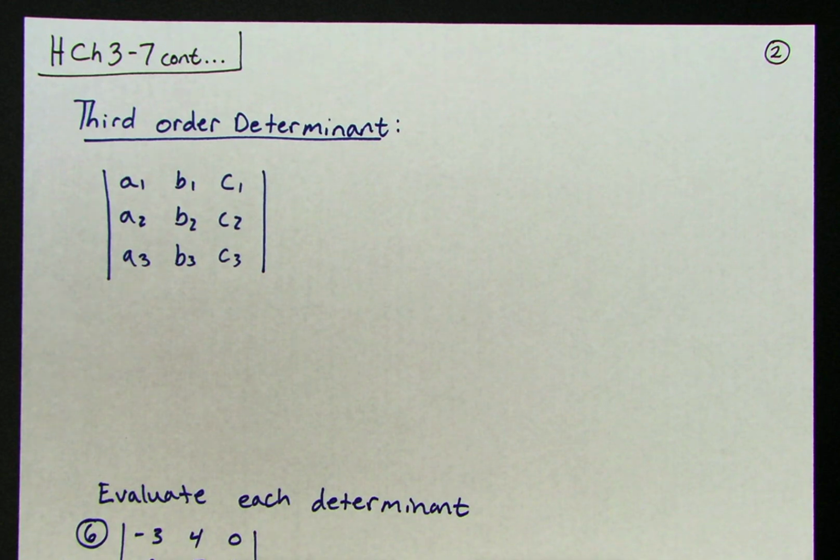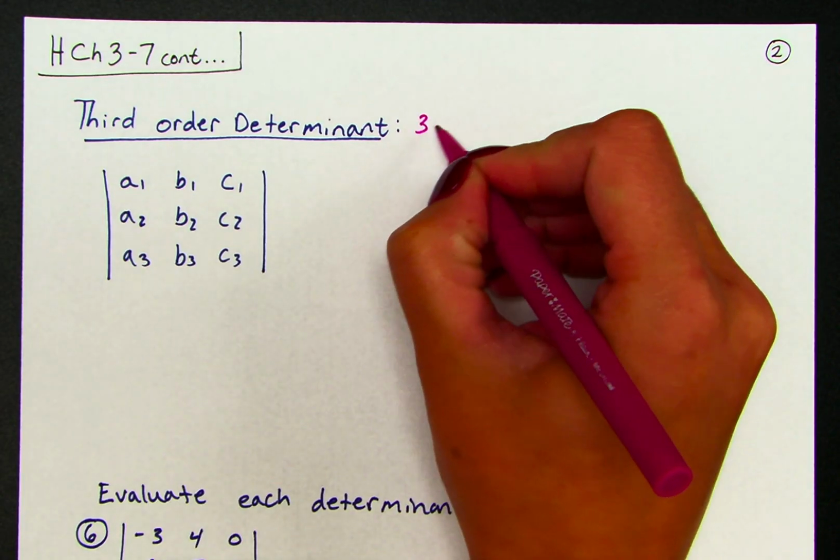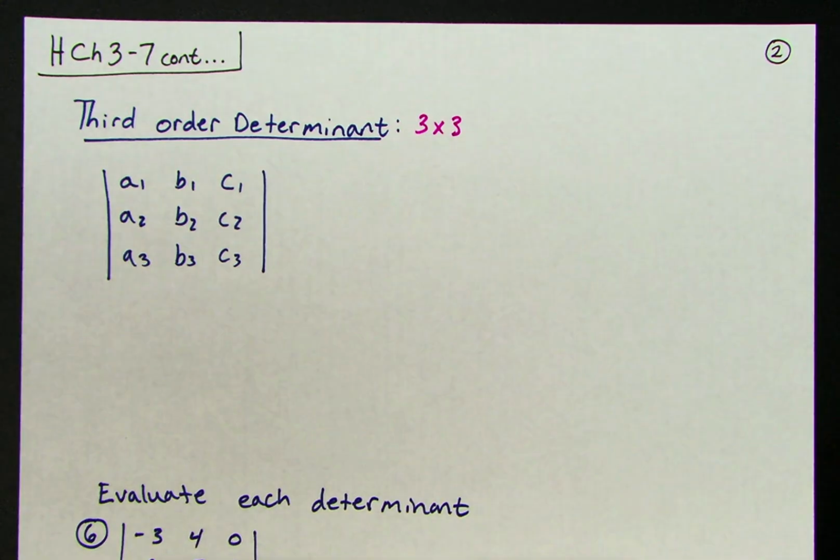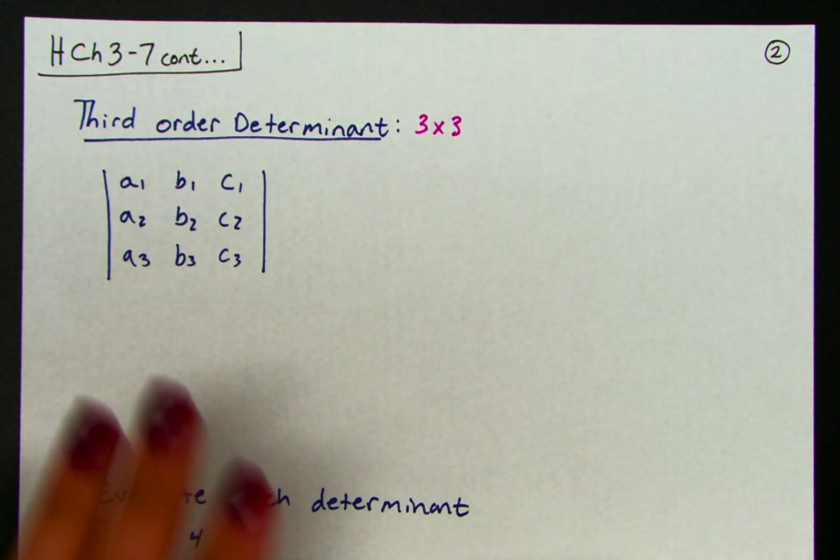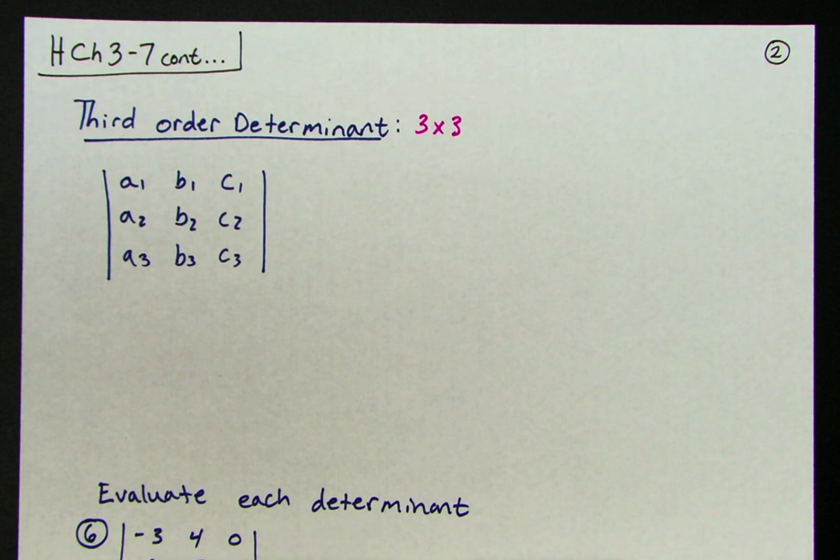In the previous video, we talked about how to calculate the determinant of a 2x2 matrix. So now we're going to talk about a third order determinant. So this will come from a 3x3 matrix. I'm going to show you the general formula, and then we'll do a couple of practice ones.